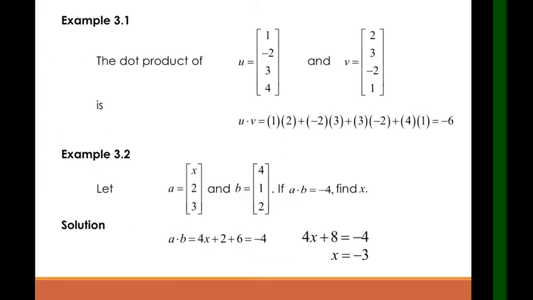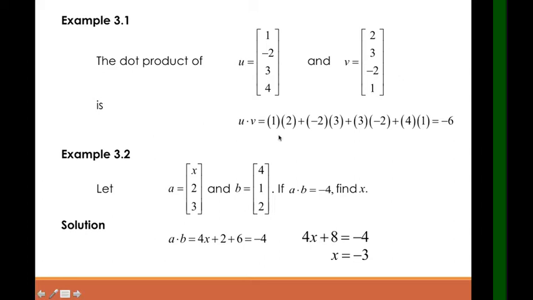Example 3.1. The dot product of u, equal to the vector 1, negative 3, 3, and 4, and v, equal to the vector 2, 3, negative 2, and 1, is u times v. This is the representation from earlier. So u times v means 1 times 2 plus negative 3 times 3 plus 3 times negative 2 plus 4 times 1. This is the representation when you do a dot product for vectors, both matrices, no?